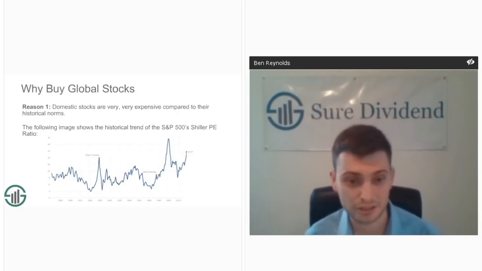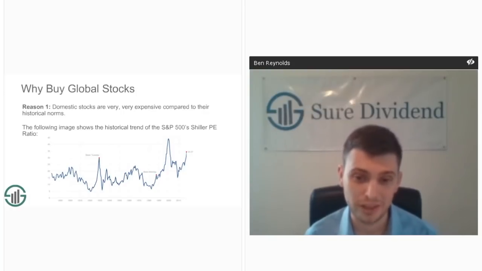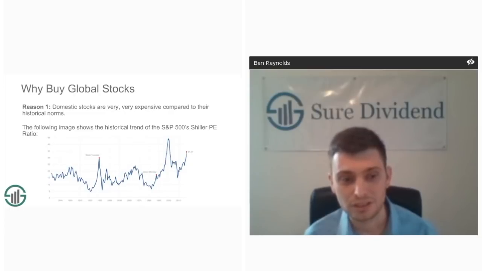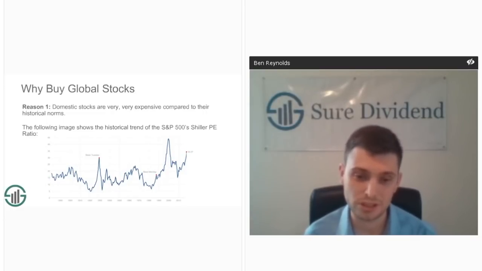Why buy global stocks? Reason 1, domestic stocks are historically expensive right now. It's kind of a scary time to be investing in US stocks. The image below shows the historical trend of the S&P 500 Shiller's P to E ratio. And the Shiller P to E, it's also called the PE10, measures the average earnings. It's the current price of the S&P 500 divided by average earnings over the last decade. And so this sort of smooths out fluctuations from earnings in one year.